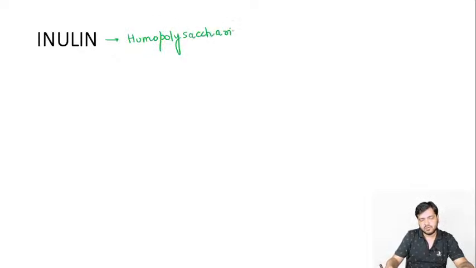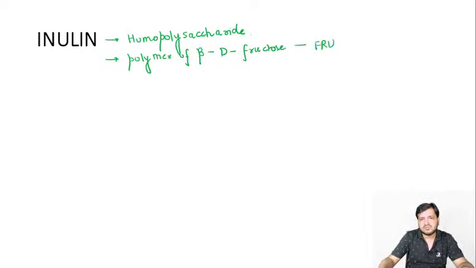Coming on to the next, that is inulin. Remember that inulin is basically a homopolysaccharide. It is a polymer of beta D fructose, known as fructosan. And inulin is basically an external agent.